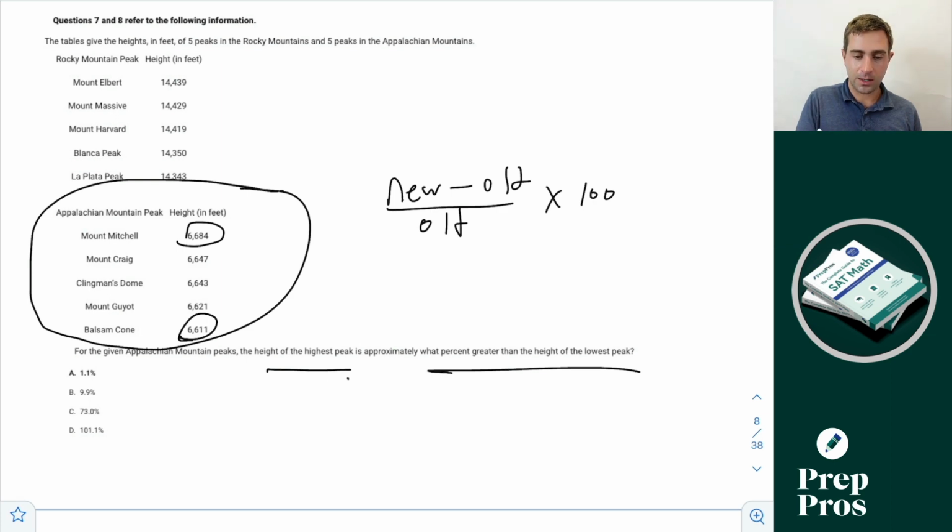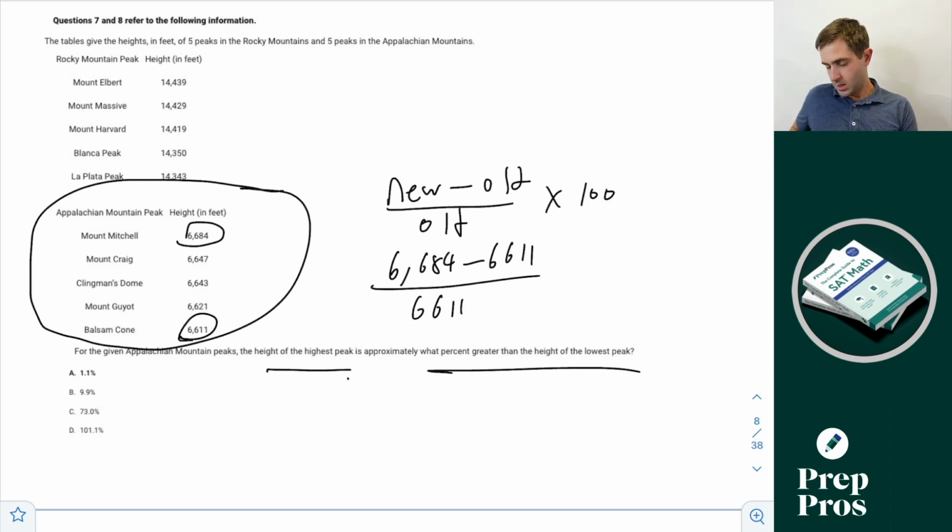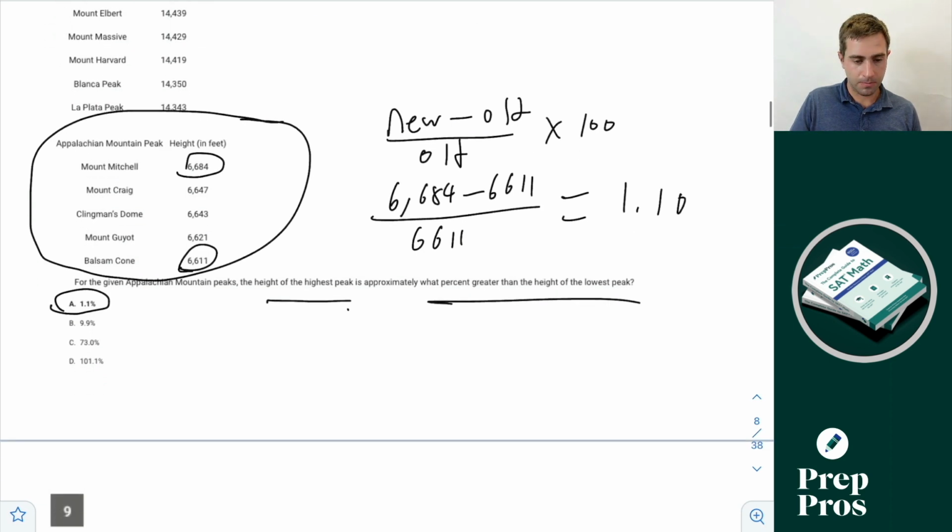So this is going to be our 6,684 minus our 6,611 over our 6,611. Now let's use our calculator for this one here. This is beyond my comfort level for mental math. Then we're going to multiply that by 100. That's going to give us 1.10. So A is going to be our right answer.